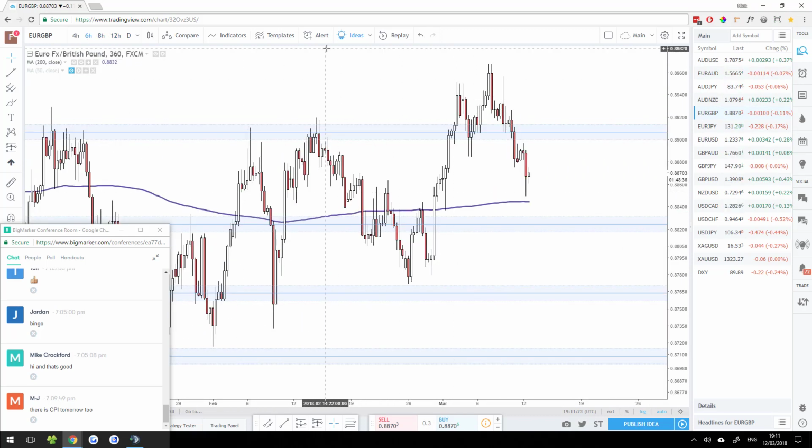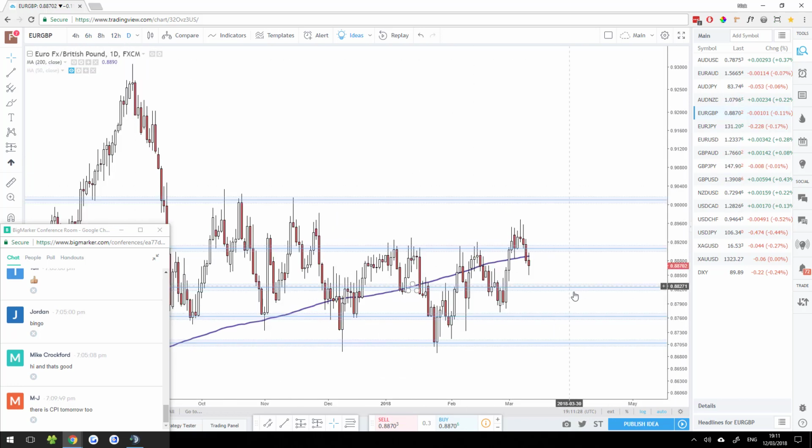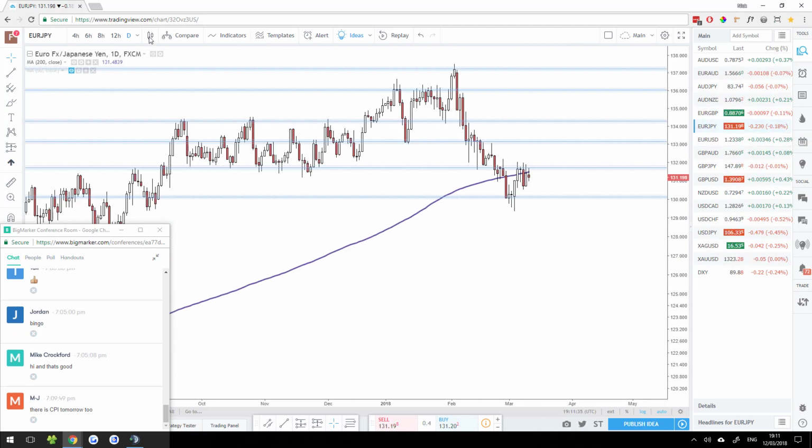It's just in between support resistance right now. When the pair is in between support resistance areas, then you can't really do too much. You have to wait for it to hit a support resistance area. At least I do, because that's the way I trade.